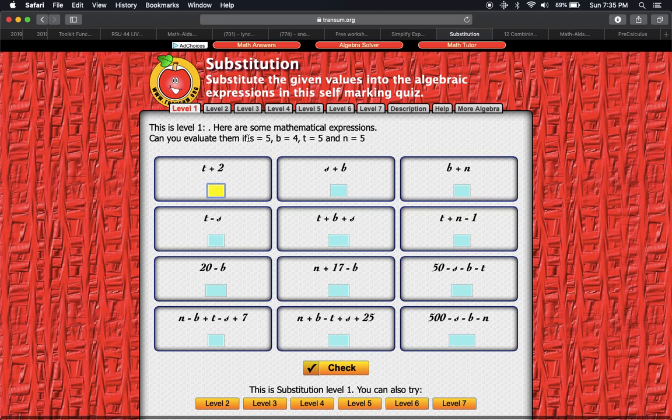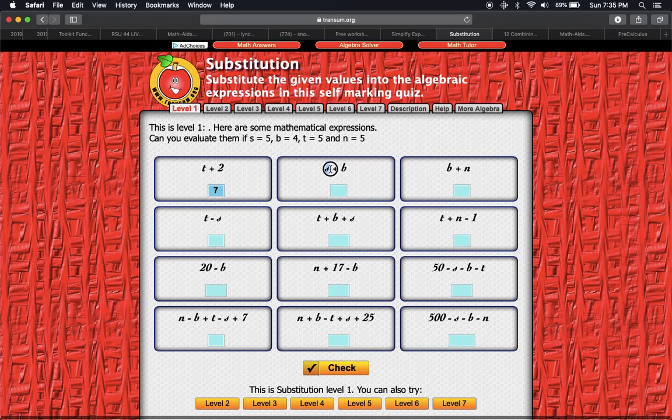It's pretty simple. These are the things that we're substituting in. S is 5, B is 4, T is 5, N is 5. So that's pretty easy. Most of them are 5. Anyway, yours will be different numbers. So it says t plus 2, so I go, 5 is t plus 2, that makes 7, pretty easy.